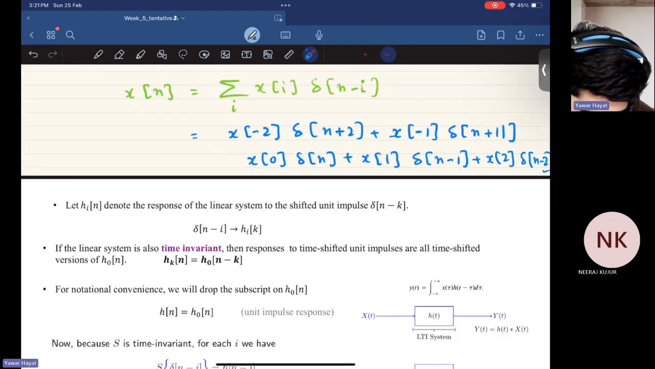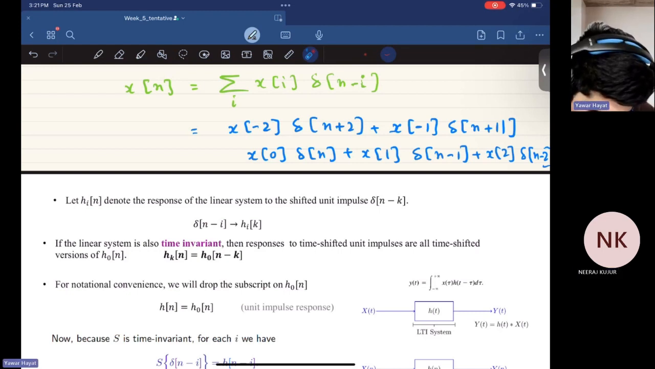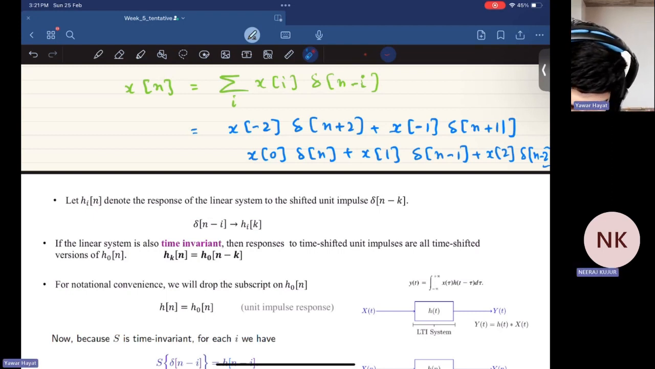So this would denote the response of this linear system to the shifted unit impulses. So the response to delta of n minus i is h_i of n. If the linear system is also time invariant, then these responses to the time shifted unit impulses are all time shifted versions of h_0 of n.